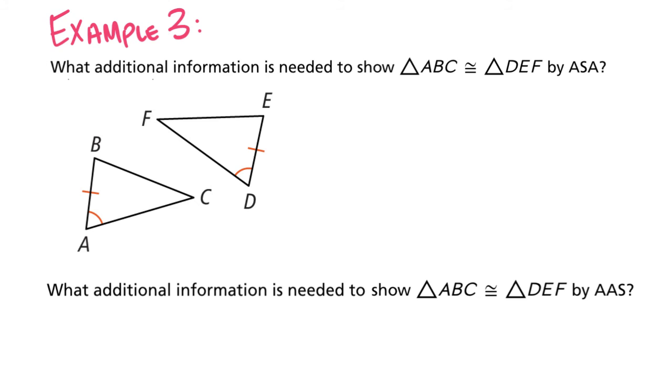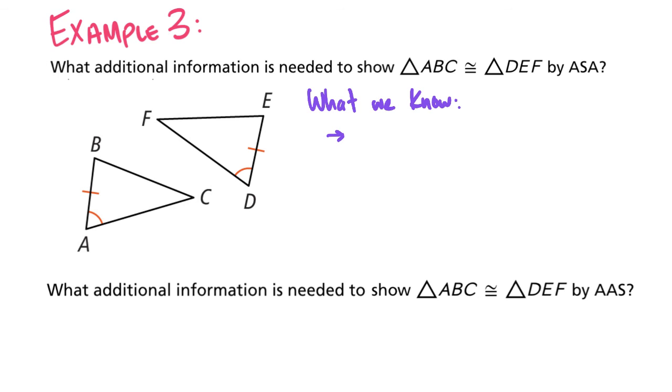All right, last one for this video. We're going to look at a problem that's asking what additional information would be needed to show the triangles congruent, first by ASA and then by AAS. So let's first just write out what we know, right? What parts do we know are congruent between these two triangles?